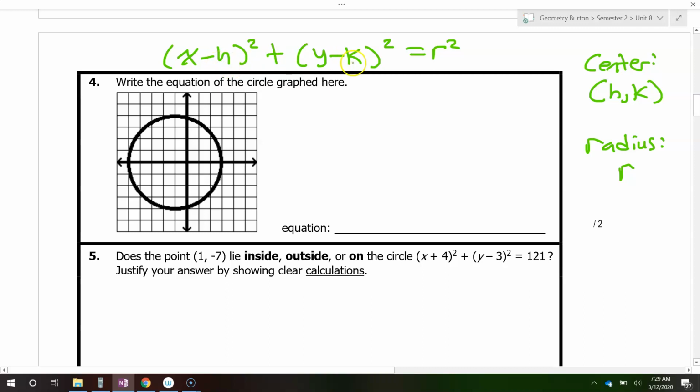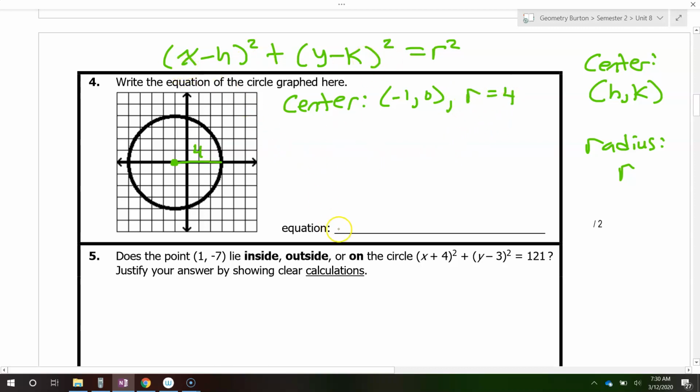Okay, so the center goes here and here. Right now, I can just look at this picture, and I can see that the center is the point (-1, 0). The distance from the center out to the edge of the circle, that's the radius, and I can see that that is 4. So the radius is equal to 4.